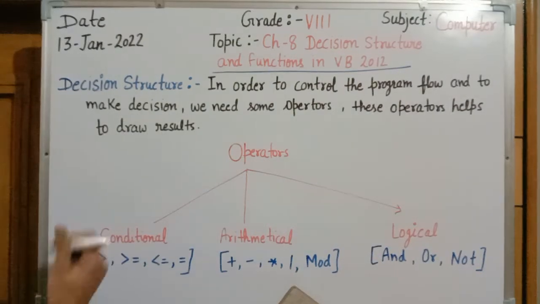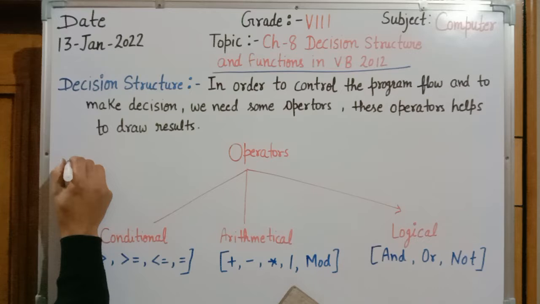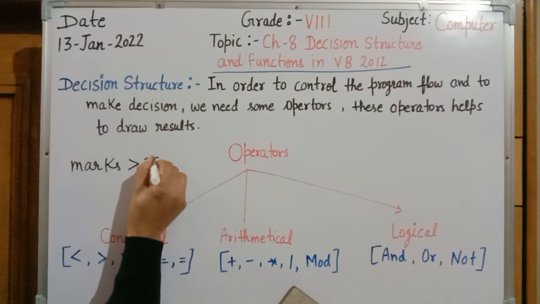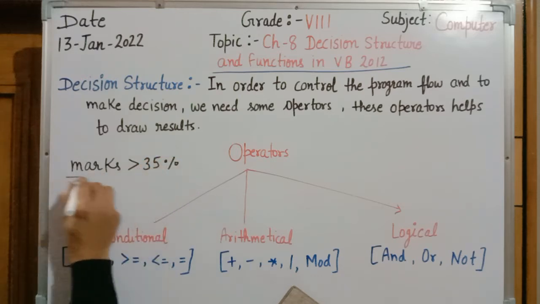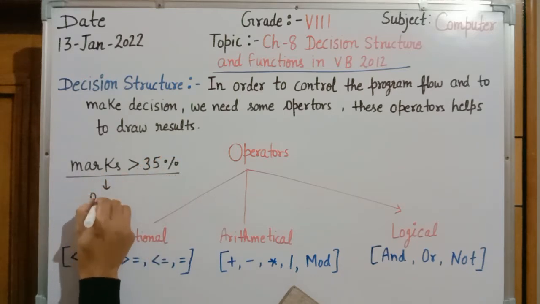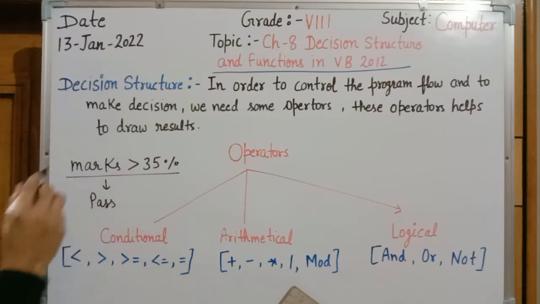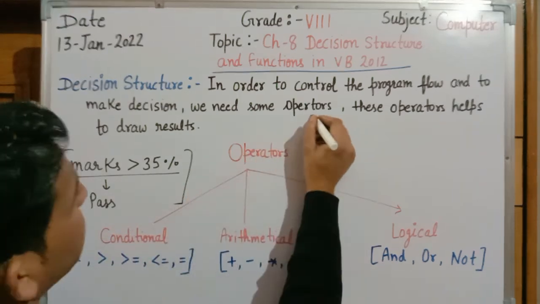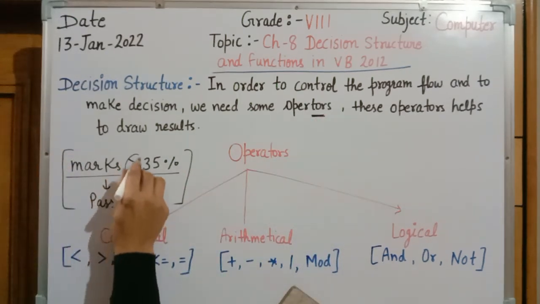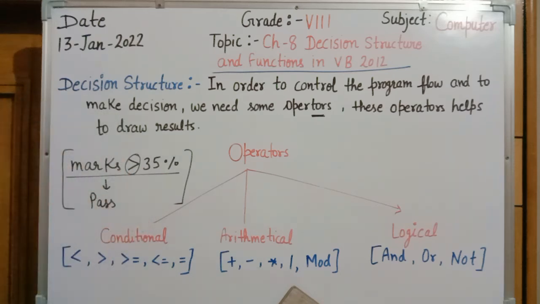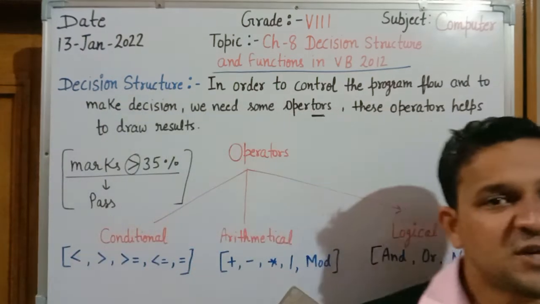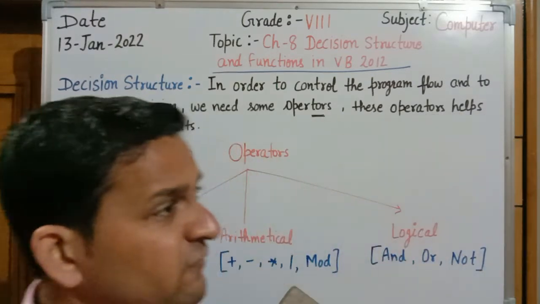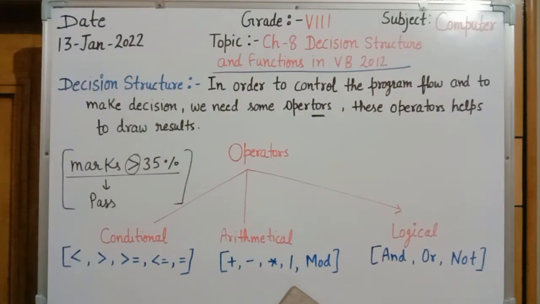The best example: suppose a student got marks greater than 35%. It means the student is pass. So this is the condition. In this condition, we need some operator. What is an operator? This is the operator that will operate and give the reply. Either the result will be yes or the result will be no. Either marks will be greater than 35, or less than 35, or equal to 35.